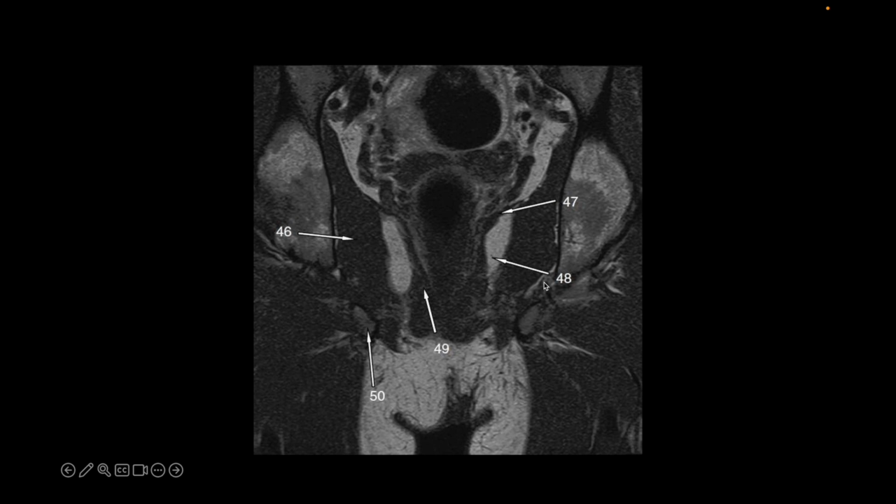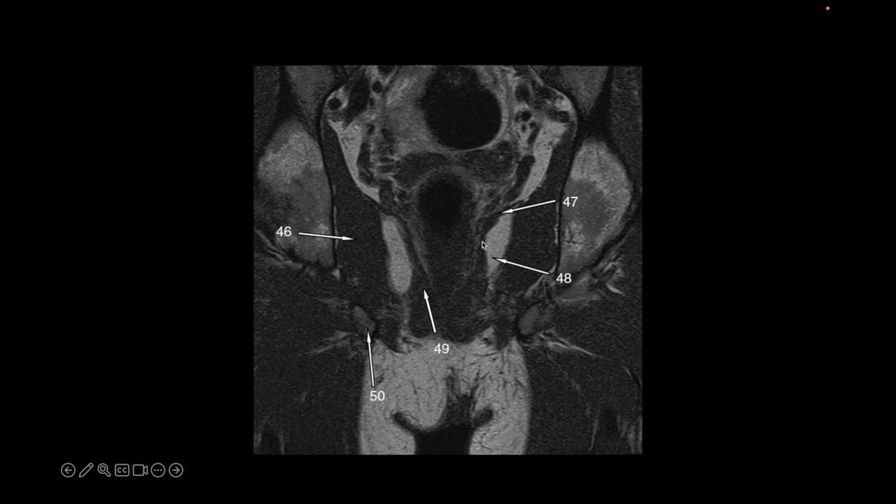Okay, let's go through some cases. 46 is the right obturator internus muscle. It's on the inner walls of the pelvis. So this muscle that comes like this is the obturator internus muscle. 47 is the left levator ani muscle. 48 is the ischial-anal fat or space. 49 is the external anal sphincter. And 50 is the right ischium.